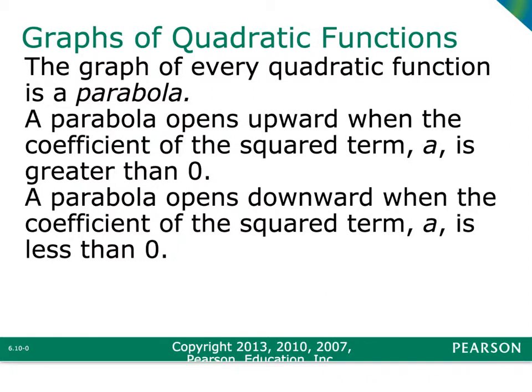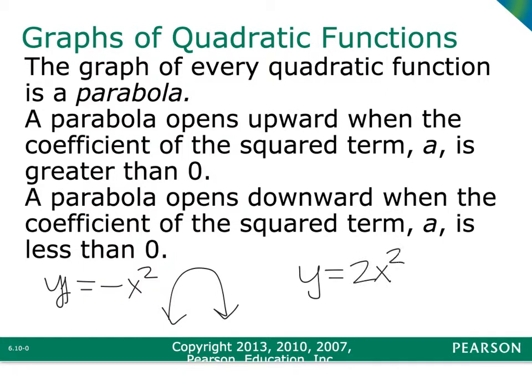Just as a reminder, your parabola can open up or your parabola can open down. This is going to depend on the a value, the number that's in front of the x squared. If the number that is in front of the x squared is negative, say for example y equals negative x squared, that's going to cause your parabola to open down. If the number that is in front of the x squared is positive, say y equals 2x squared, that will cause your parabola to open up.